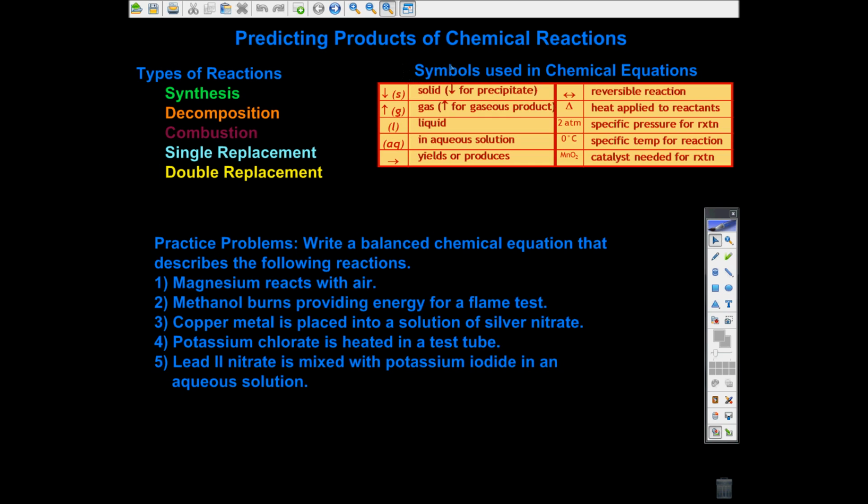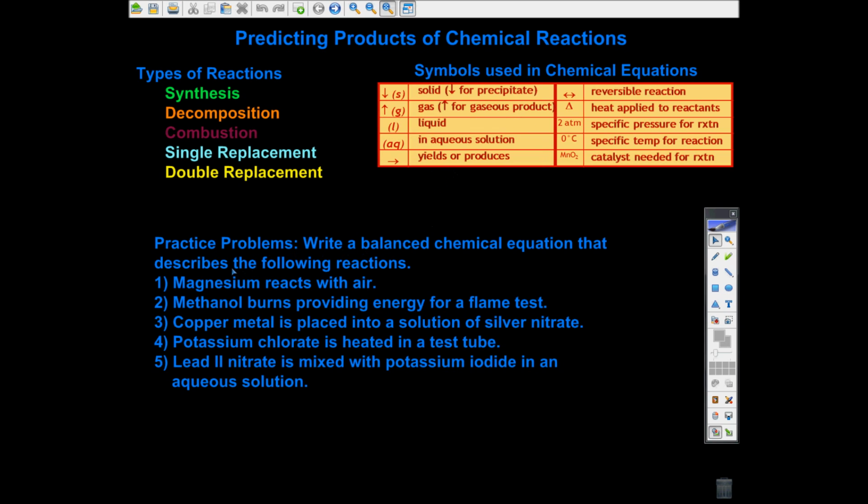Now the second thing you might want to recall are these symbols that are used when you write chemical equations. Each one has a specific meaning and is a clue that will help you predict the product. And we're going to be using these when we write these equations.